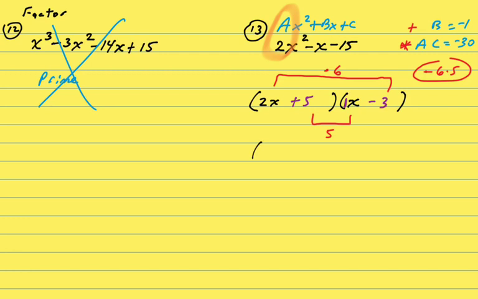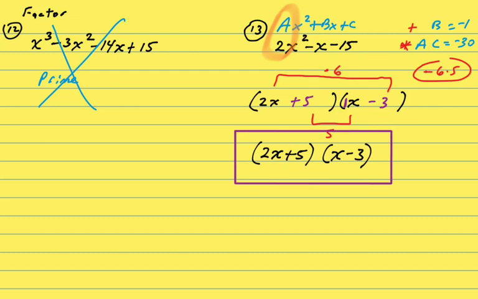So now we should have it factored into 2x plus 5 times x minus 3. I usually verify, does last times last equal last? Does 5 times negative 3 equal negative 15? And if it does, I'm usually pretty happy. I think I factored it correctly. You can always check by redistribution, see if you get your original problem.